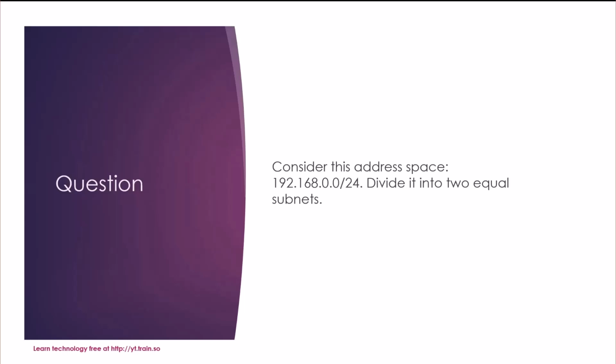So two equal subnets means you'll have to give me two address spaces. You already know how many IP addresses this address space can have from the previous question. So tell me, what will be the two IP address ranges? You have to just give the CIDR notation similar to this.